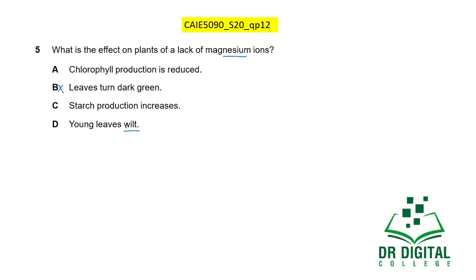The direct effect which can cause the wilting of the leaves is greater water loss. So C and D are wrong. Chlorophyll production is reduced. That is the direct effect of lack of magnesium ions. So the answer for this question is A.